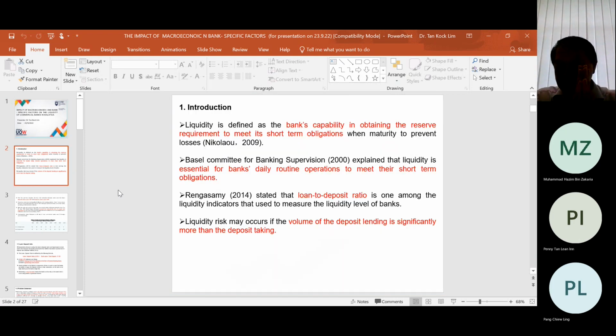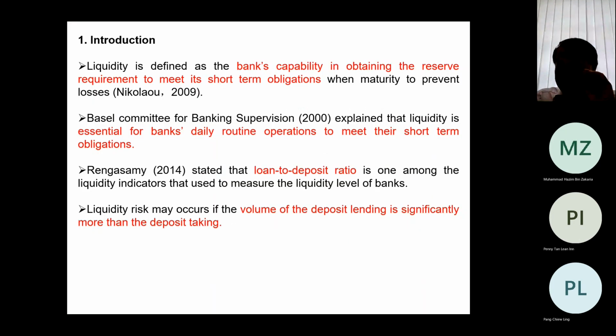Okay, for the introduction, basically I'm going to look at what the word liquidity means here. Liquidity, basically, is the bank's capability to obtain the reserve requirement to meet short-term obligations when they mature, to prevent loss. What it means here is the bank needs to make sure they have money. Liquidity is about money. If, for example, the customer comes and deposits, then when the customer wants to withdraw, the bank cannot say, can you come in tomorrow? Or can you come in next week? You cannot do so because this is the customer's money. Therefore, a bank has to make sure it has liquidity, so that when the customer comes and withdraws, the bank has the money to pay.